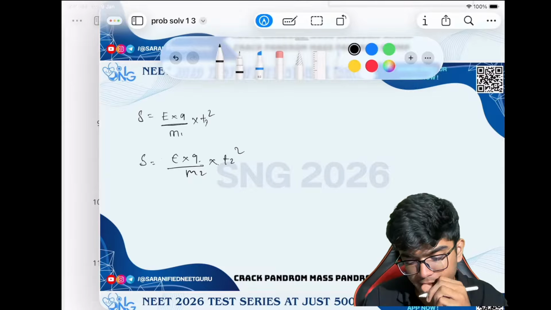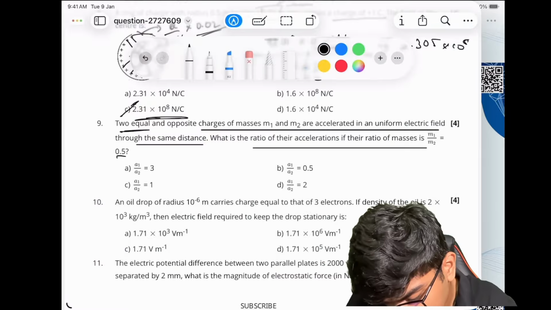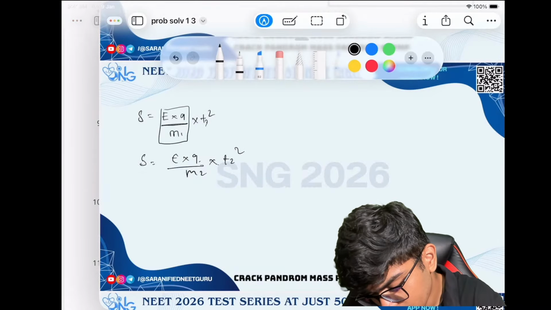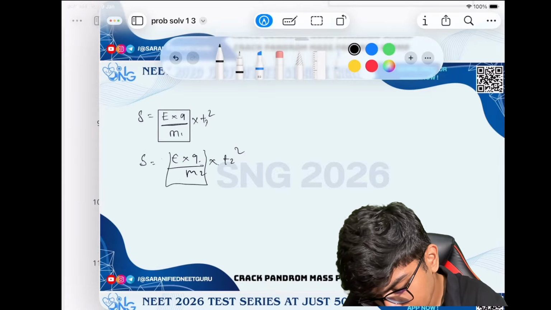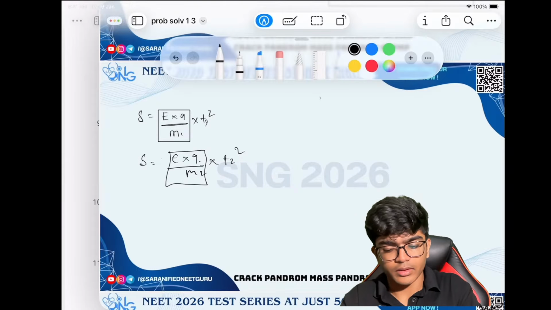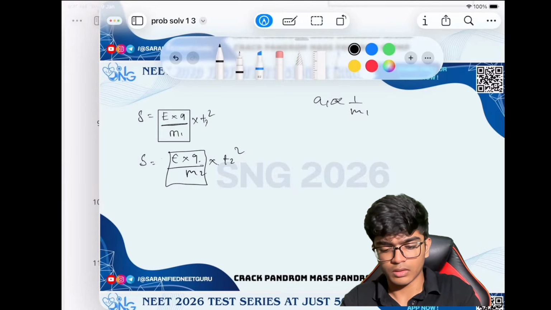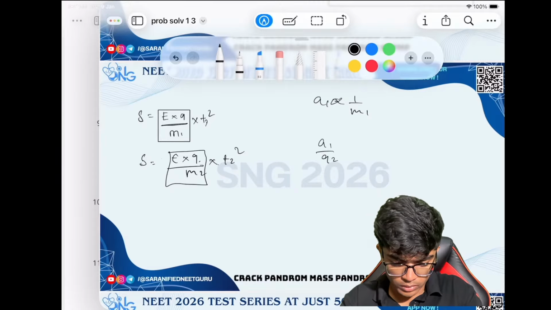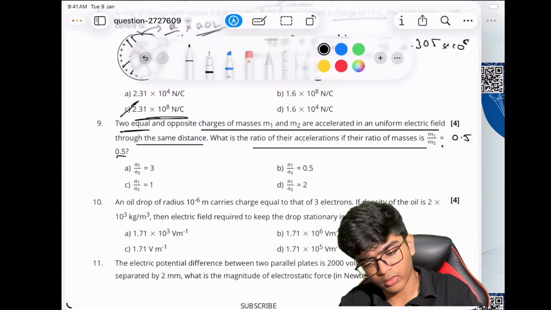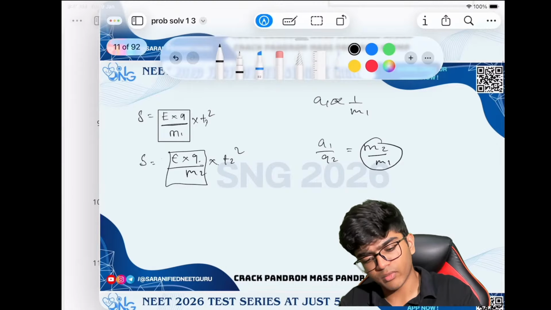ஓகே, ரெண்டுமே டிஸ்டன்ஸ் சேம். அவன் என்ன கேட்குறான், ஆக்சலரேஷன் மட்டும் கேட்குறான். இப்போ ஆக்சலரேஷன், ஃபோர்ஸ் பை மாஸ் இஸ் மை ஆக்சலரேஷன். இதோட ரேஷியோ மட்டும் தான் கேட்குறான். a1 is proportional to 1 by m1. So a1 by a2 is equal to m2 by m1. இவன் இங்கே m1 by m2 ரேஷியோ இஸ் நத்திங் பட் 0.5 கொடுத்துருக்கான். அப்போ m2 by m1 is nothing but 1 2.